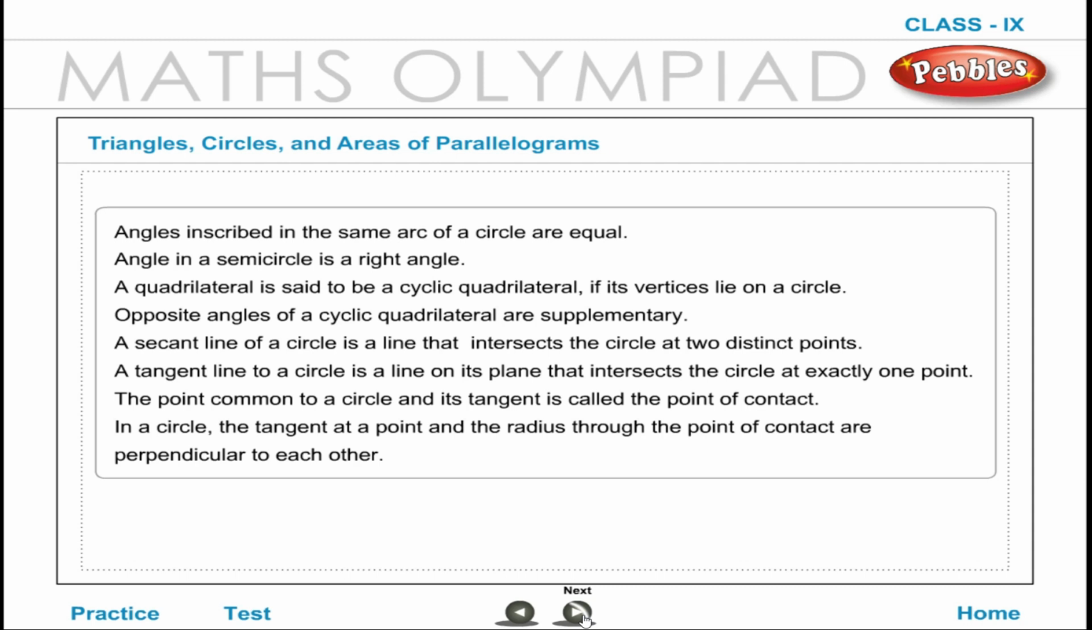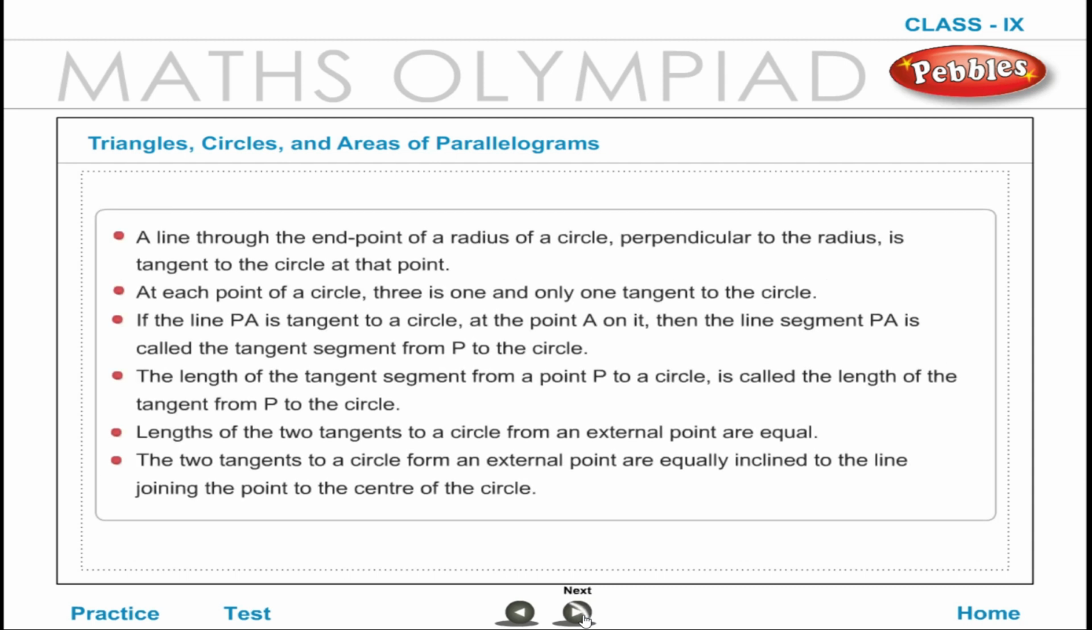A secant line of a circle is a line that intersects the circle at two distinct points. A tangent line to a circle is a line on its plane that intersects the circle at exactly one point. The point common to a circle and its tangent is called the point of contact. In a circle, the tangent at a point and the radius through the point of contact are perpendicular to each other.